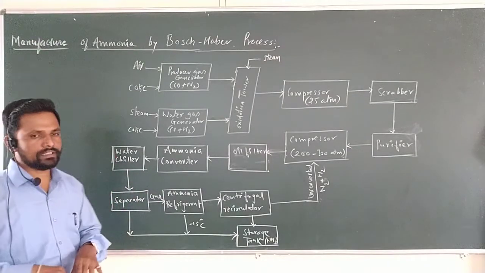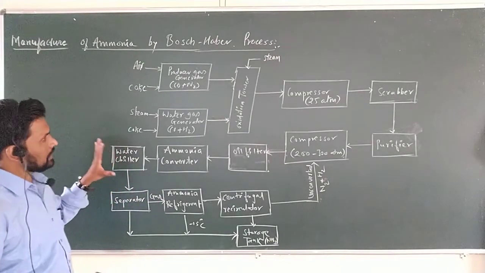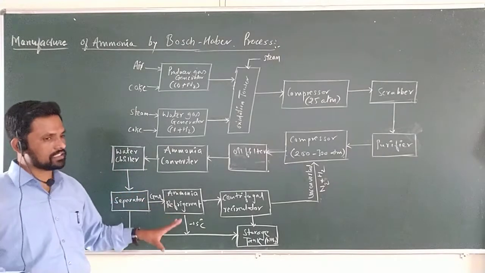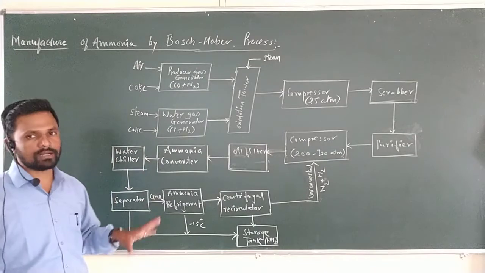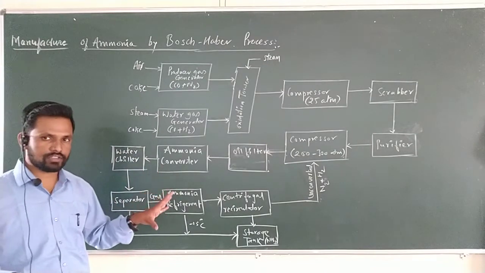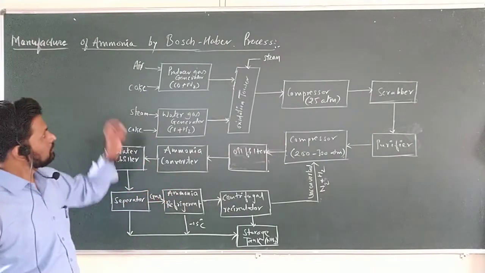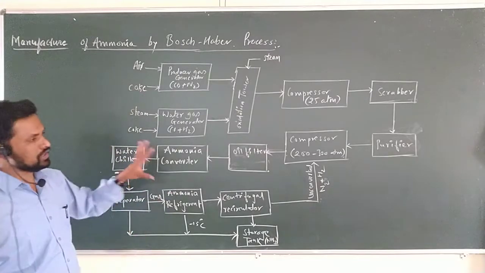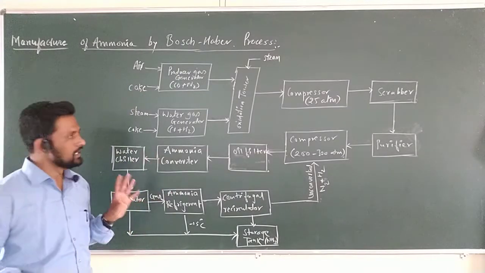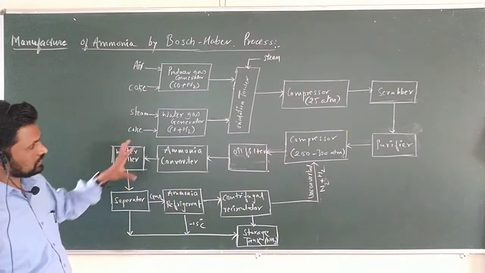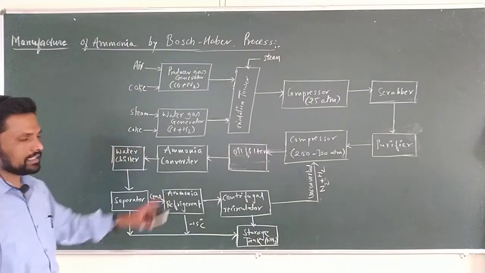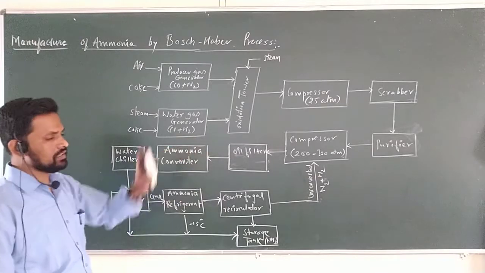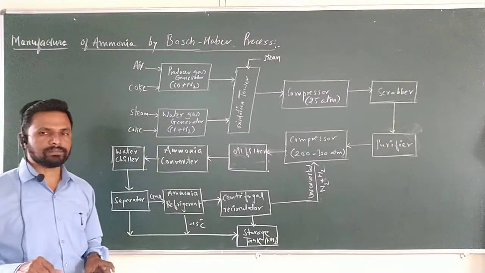Today we are going to see the manufacture of ammonia at industrial level with a flow sheet diagram, a detailed study of the formation of ammonia by the Bosch-Haber process. Here I have already drawn the diagram of the manufacture of ammonia at industrial level. It is a very simple flow sheet.